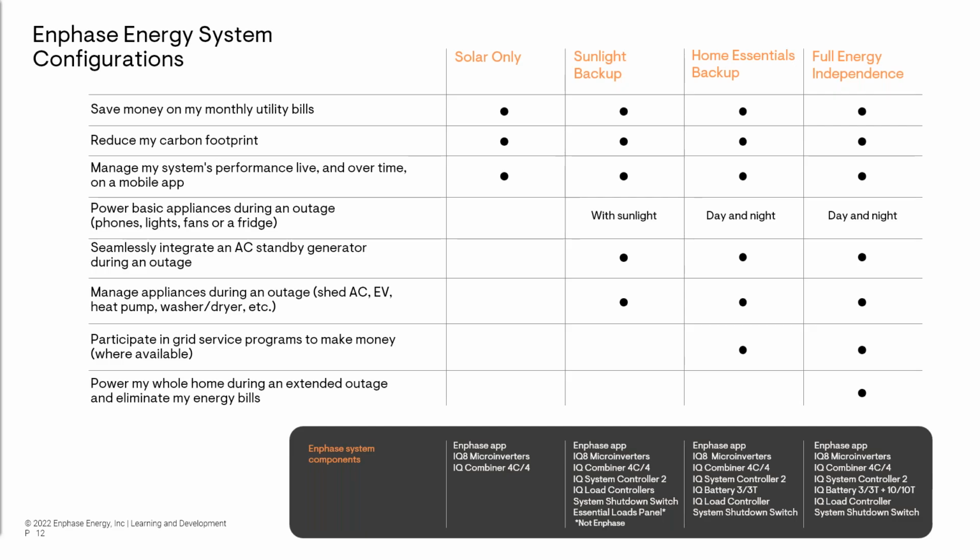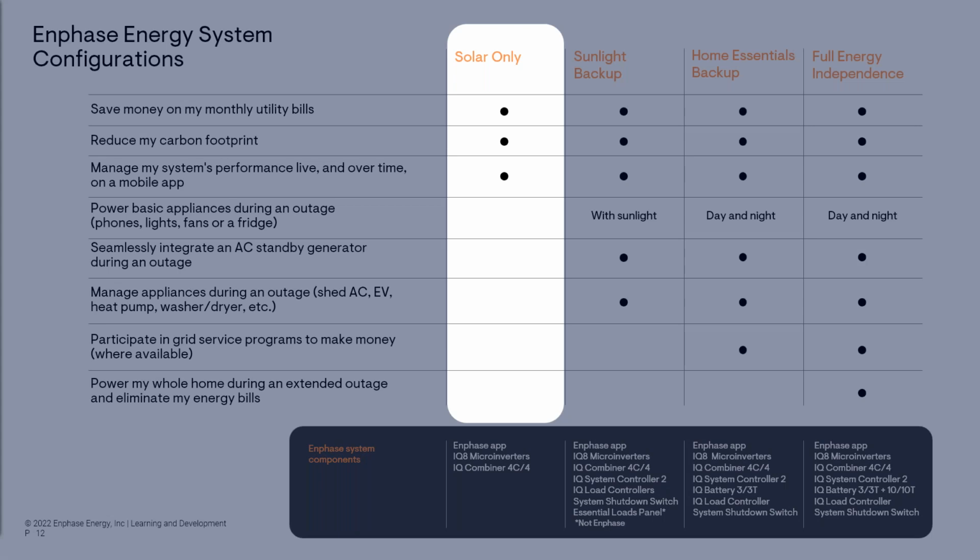To simplify the options available with the Enphase Energy System, we have these 4 configurations laid out in this table. The first is solar only. So this is a conventional grid-tied solar system designed to save the homeowner money, run the home on clean energy, and like all the systems, can be managed with the Enphase app. It's important to note that this first configuration here is not a backup power configuration. It is a conventional grid-tied system.